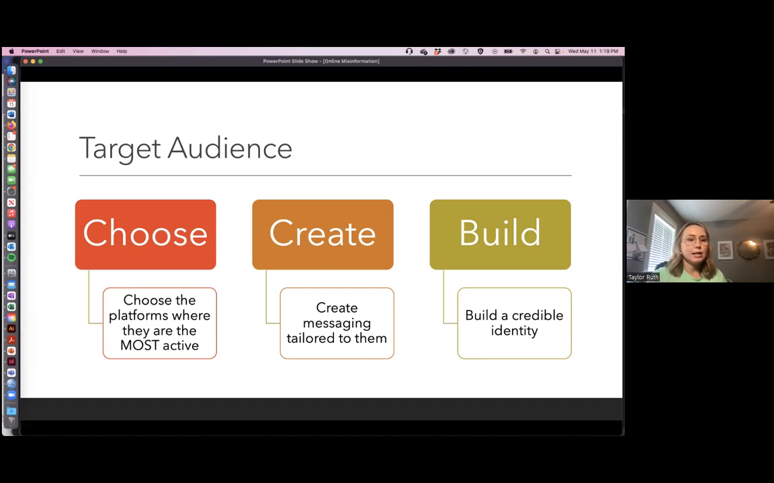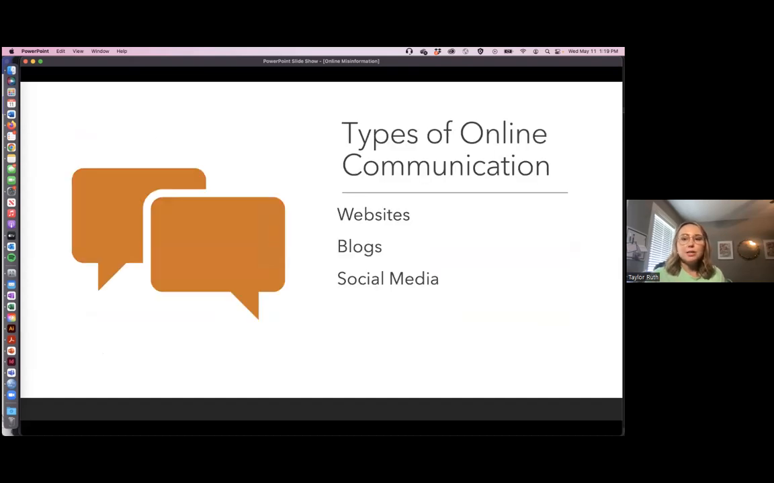So when we're thinking about types of online communication, I'll just go through this part quickly because I think this isn't quite as relevant as my next few slides. You have your websites, blogs, and social media. I see a lot of scientists say, I'm going to create a blog, and that's how I'm going to communicate with my audience. Well, how's your audience finding your blog? Oftentimes, these are people who are going to be highly engaged in science and seeking this information already.